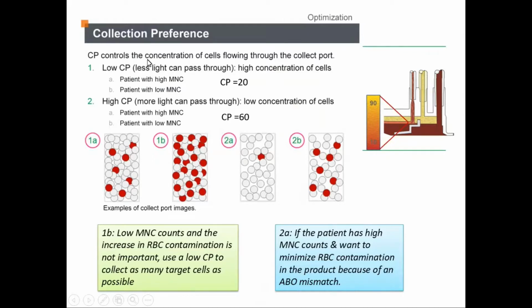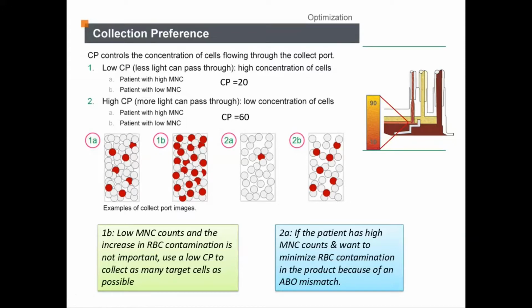When the patient has a high MNC count, we can use a low collection preference, because with a high MNC count you are going to have a thick buffy layer. So when you use a low collection preference, the amount of RBCs will be lesser. Whereas when the patient has a low MNC count and you use a low collection preference, what happens? There's a competition between your mononuclear cell layer and RBC layer. So you end up collecting more RBCs along with the stem cells when you use a low CP for a patient who has a low mononuclear cell count.